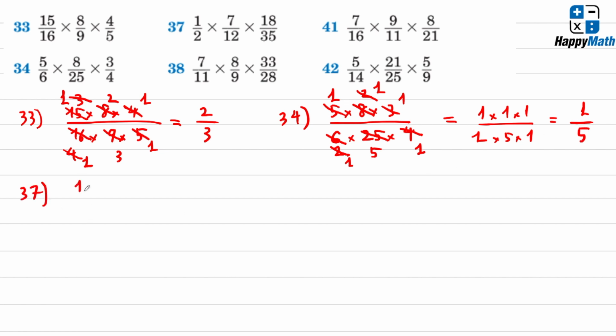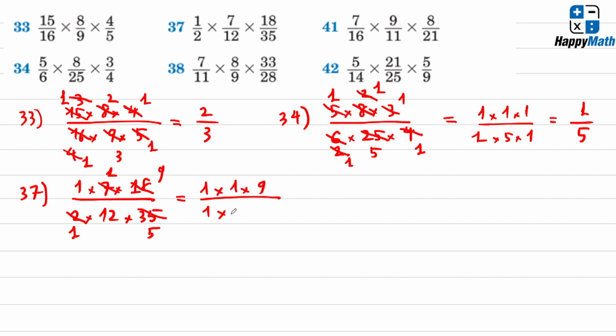37, 1, 7, 18, and 2, 12, 35. 7 and 35, very easy for recognizing. You got 5 and 1. So 2 and 18, you got 9 and 1. So after that, you got 1 times 1 times 9 over 1 times 12 times 5. So 3 and 12 can be divided by 3. So here is 3 and here is 4. You got 3 over 20. Yeah, 3 over 20.